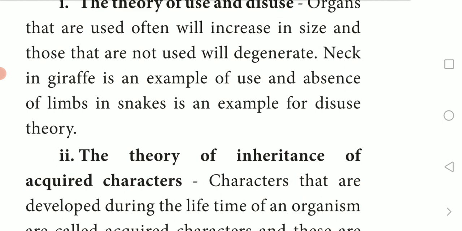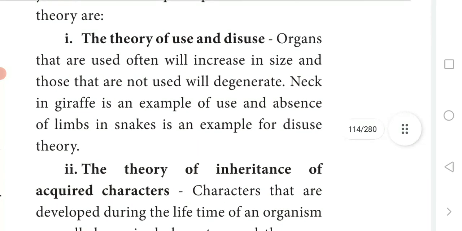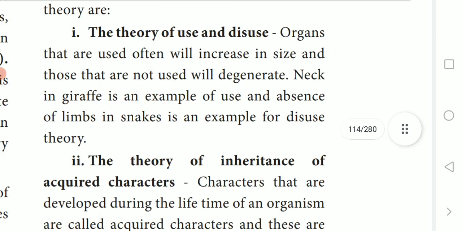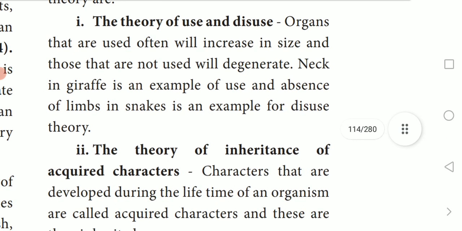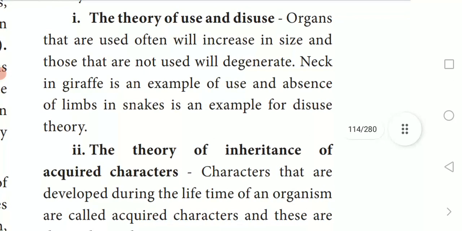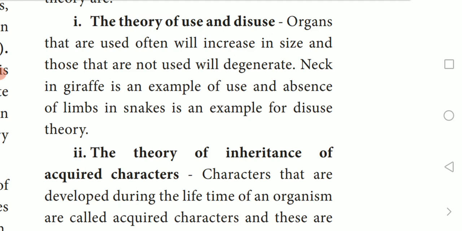For example, he has given the neck of the giraffe. You might have seen a giraffe in pictures or on Discovery channels. You see the giraffe's neck. If you observe the neck in the giraffe, it is use, and the absence of limbs in snakes is an example for disuse.